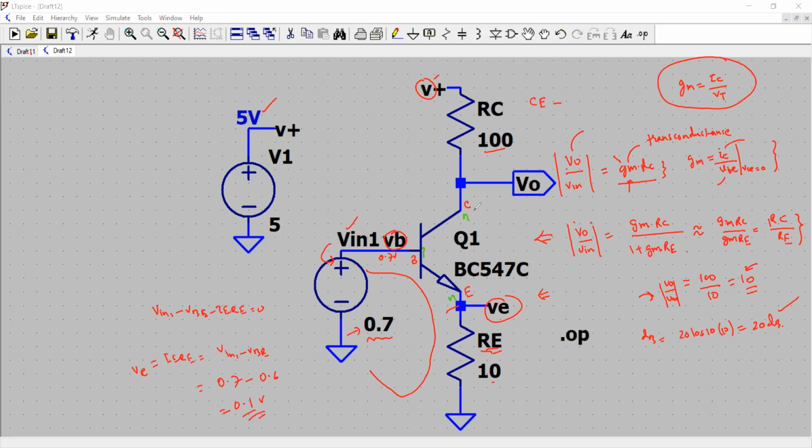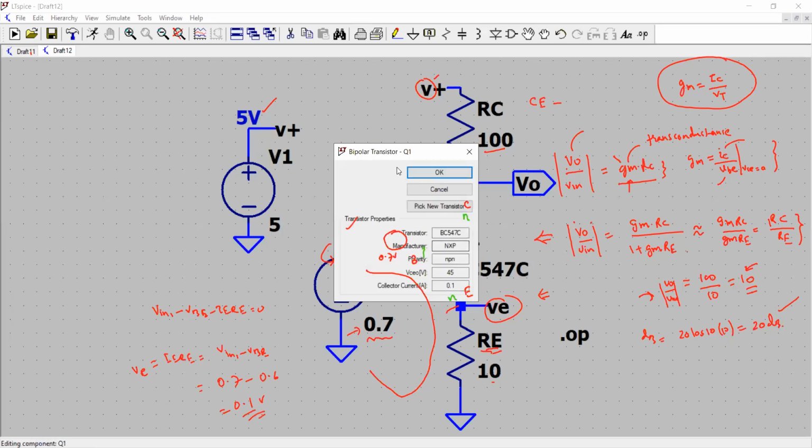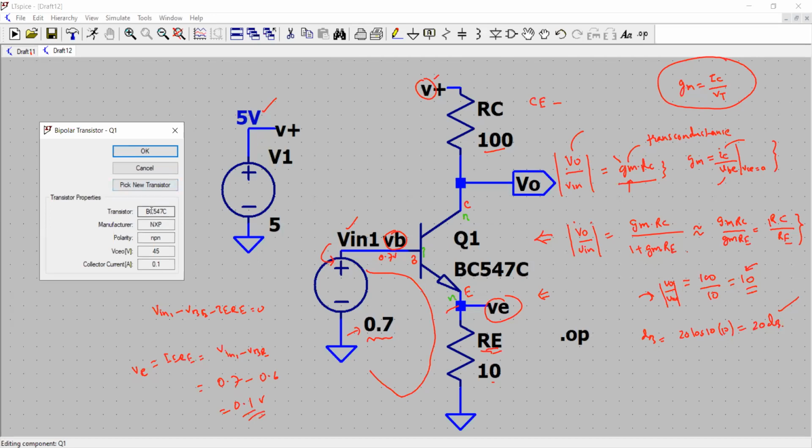So that's good. We have done some theory calculation. Now, how about the transistor? If we simulate the circuit, before that we should know the properties of a transistor. What I do, I will right click this transistor and try to see what transistor I have chosen. So it is BC547C. You can open Google and try this number to access the data sheet.